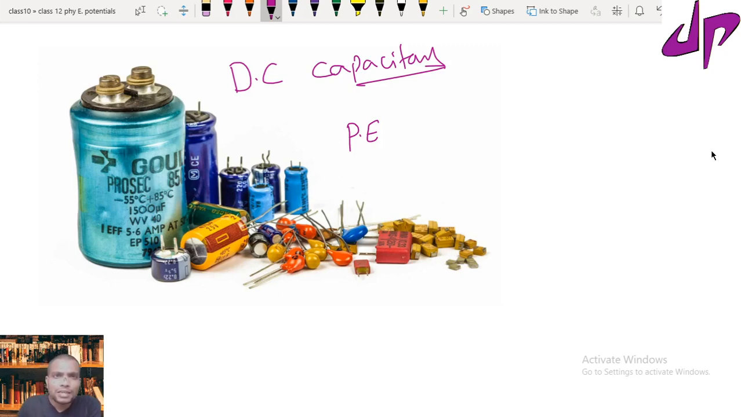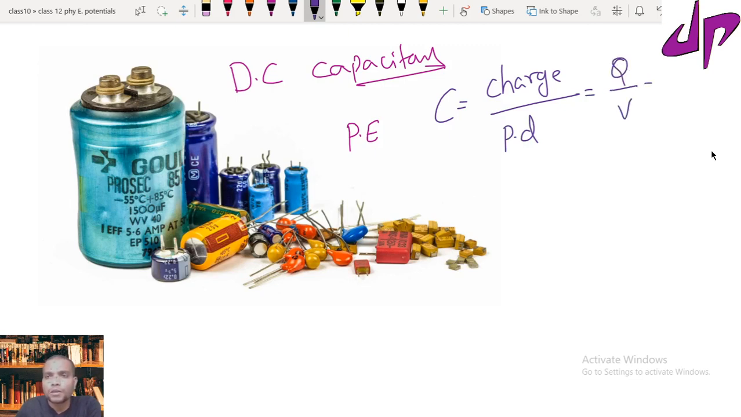We learned the capacitance formula: C equals charge upon potential difference, which we can express as Q upon V. If I write the units, charge is in coulombs and potential is in volts, so the unit is coulomb per volt, which is the capacitance unit.